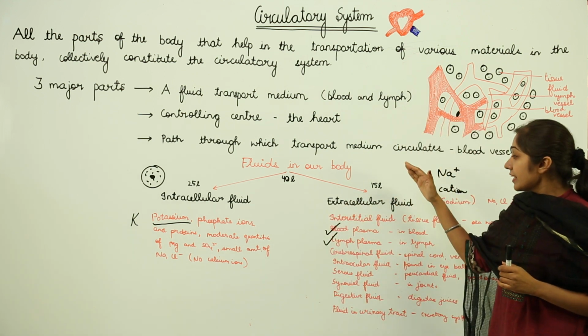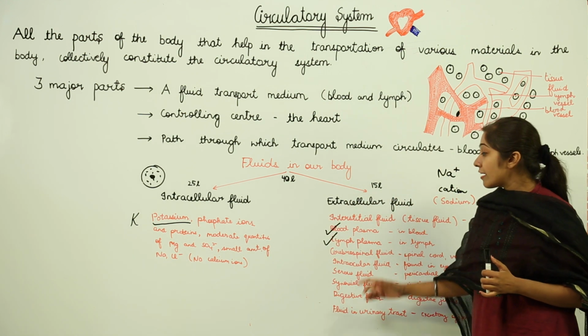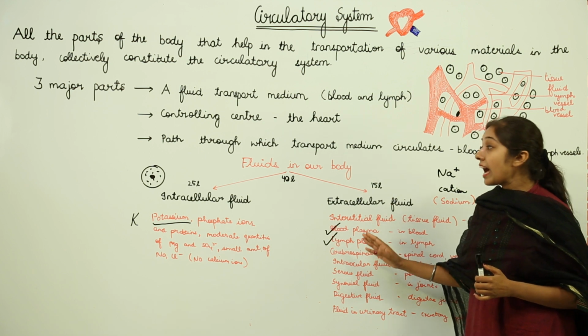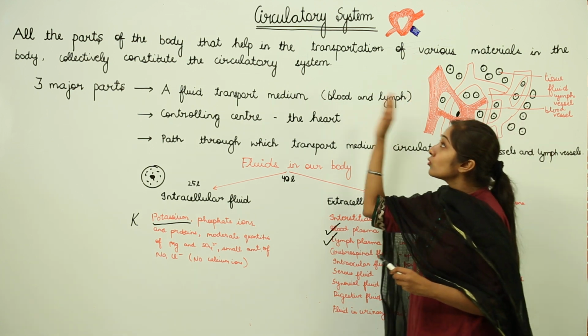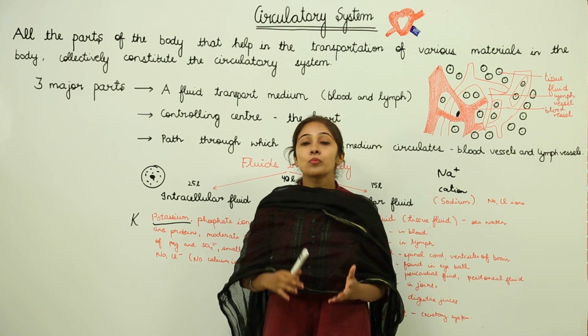So these are the examples of the extracellular fluids, and we will be discussing the blood and the lymph when we talk about the circulatory system in detail. So let's begin with blood.